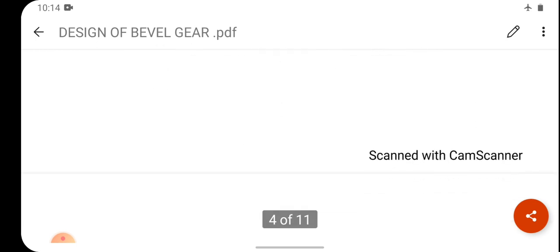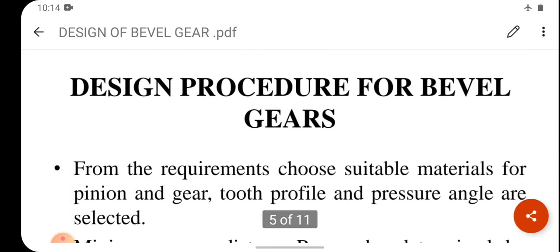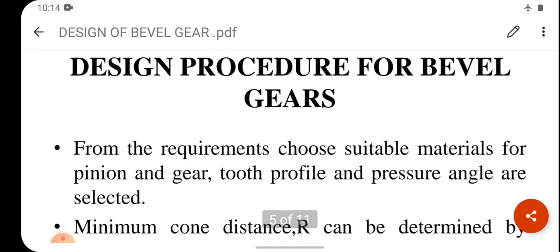Clear? From this diagram there is a bevel gear nomenclature or terminology. Now we will discuss design procedure for bevel gears.